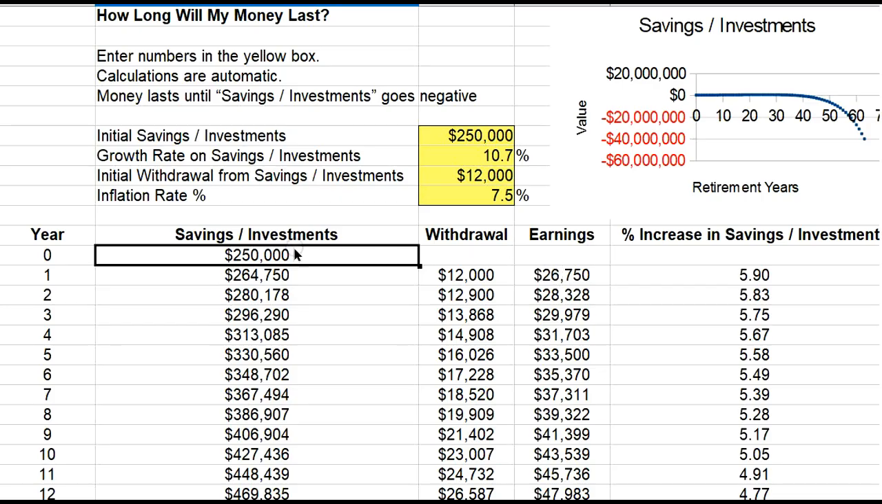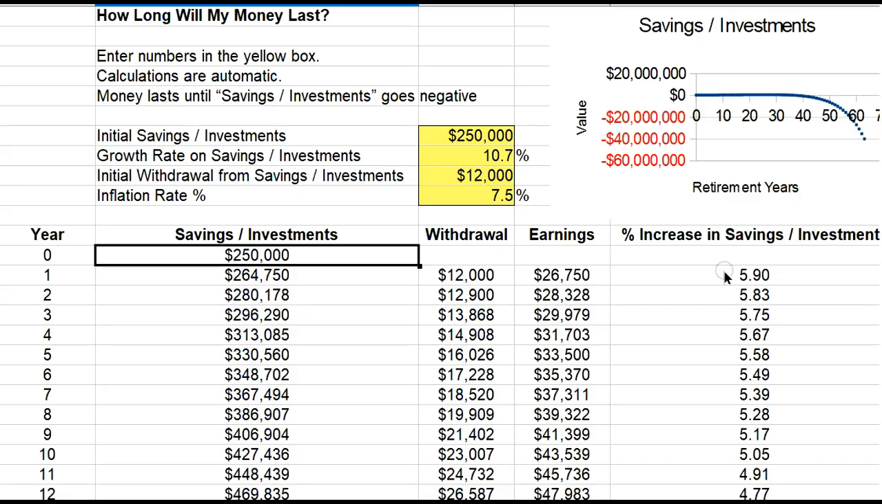The earnings each year is calculated from the growth rate on your savings and investments applied to the previous year's value of your savings and investments. You will notice that the earnings change from year to year, depending on the previous year's value of your savings and investments. The value of your next year's savings and investments is calculated by adding the value of your earnings and subtracting the value of your withdrawal from your current year's value of your savings and investments.